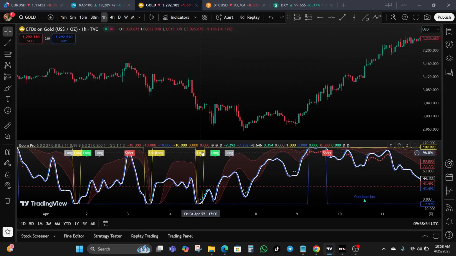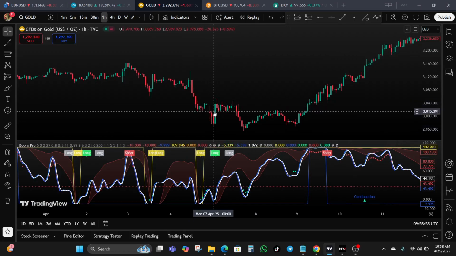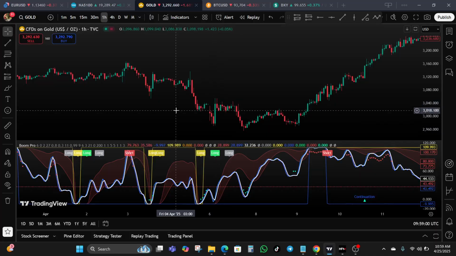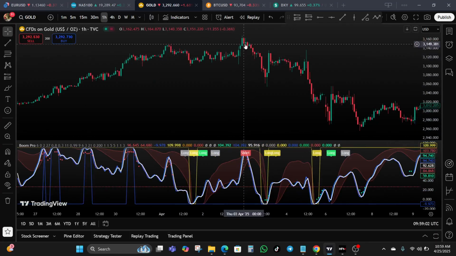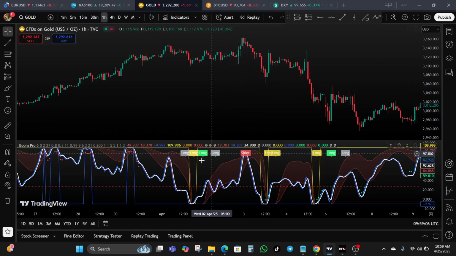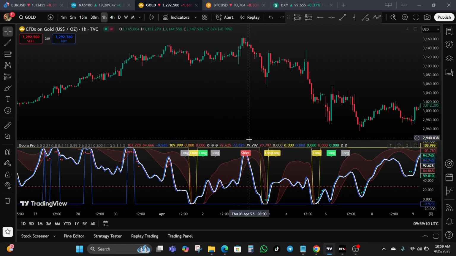So now here we had a long signal. This was just a mere pullback, another long, a mere pullback, but well, just a few pips, right? And then here we had a valid short signal. So basically when you're using this indicator, you can focus on the long and short signals.